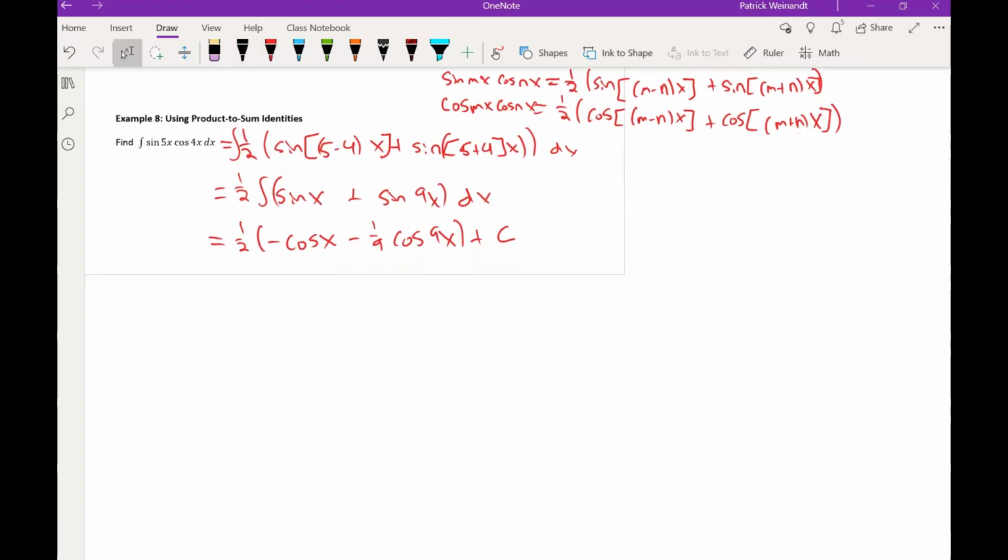All right, but we can just simplify these things. 1/2 times negative cosine of x, that's the same as negative cosine x over 2, or if you want to just leave it as negative 1/2 times that quantity, that's fine. Okay, now 1/9 times 1/2, we're going to have minus cosine of 9x over 18 plus c. And that's all we're going to have today.